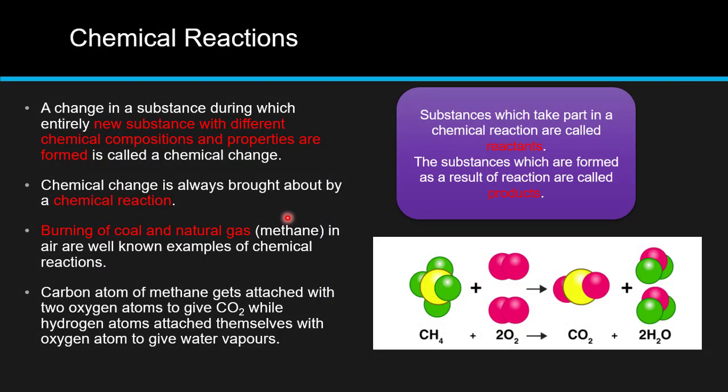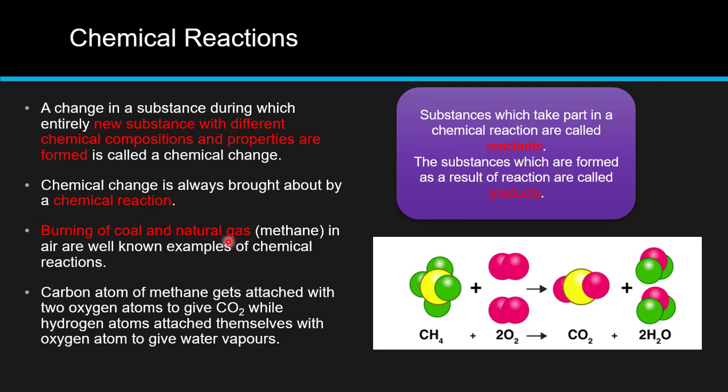In the previous lecture, you have studied about the chemical reactions. A change in a substance during which entirely new substances with different chemical composition and different chemical properties are formed is called a chemical change. Chemical change is always brought about by chemical reaction, as you have studied in your previous lecture. Now, how does this chemical change occur and what causes a chemical reaction? The reactants and the products. Substances which take part in a chemical reaction are called reactants, and the substances which are formed as a result of any reaction are called products.